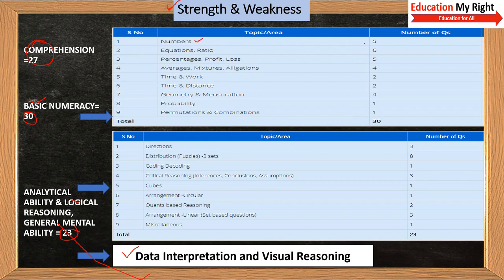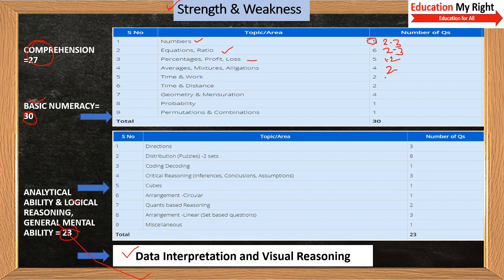In numbers, out of 5 or 6, 7, whatever you get, you will definitely get 2 to 3 very easy questions. Similarly, in equation and ratio, यहाँ पे भी आसान क्वेश्चन आएगा ही. 6 में से 2 या 3 बहुत ही आसान क्वेश्चन होंगे जो बेसिक रेशियो पे पूछे होंगे और बेसिक इक्वेशन पे पूछा होगा. उसे सॉल्व करना मत भूलना. परसेंटेज प्रॉफिट एंड लॉस, यहाँ पे भी 5 में से 1 या 2 आसान क्वेश्चन मिलेंगे ही मिलेंगे. एवरेज, मिक्सचर, एलिगेशन, यहाँ भी एटलीस्ट 50% आपको आसान मिलेगा.